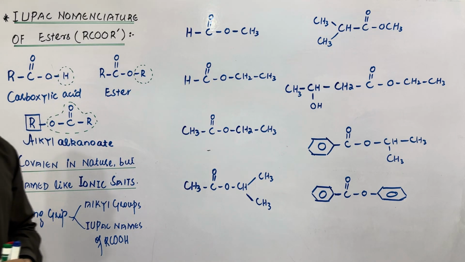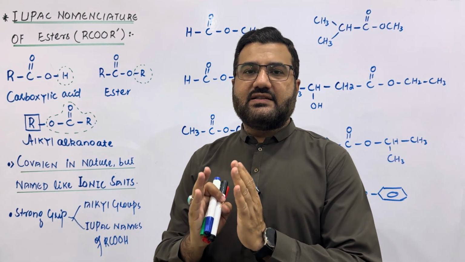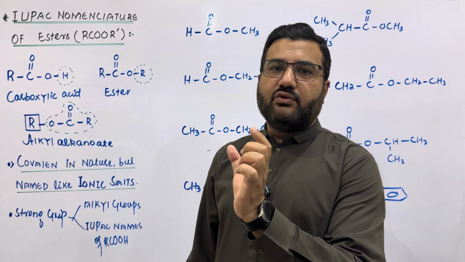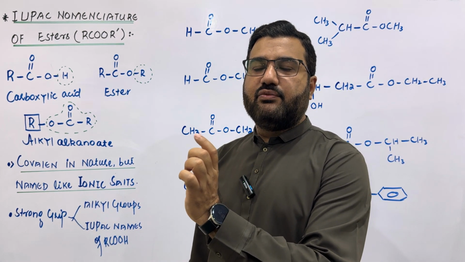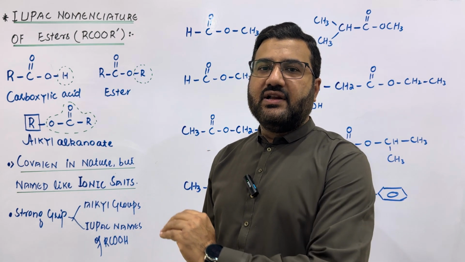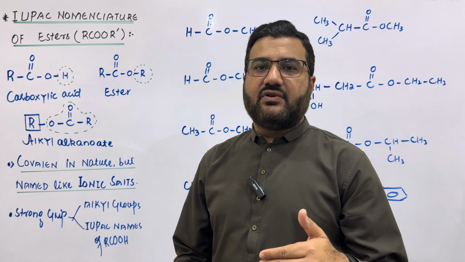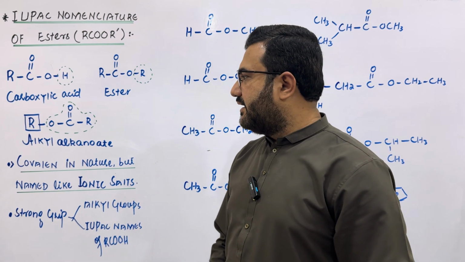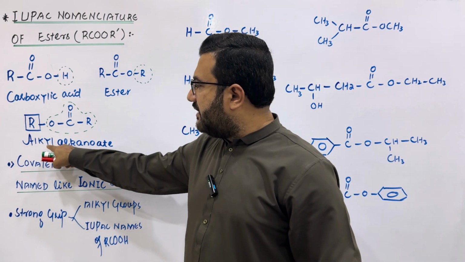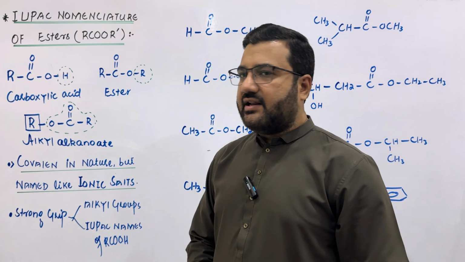So, first of all, you will keep this in your mind that the molecule of an ester should be divided into two parts while giving it its IUPAC name. The first part of the name belongs to the alkyl group, and the second part belongs to the carboxylic acid from which this ester is derived. So in this way, the general IUPAC name of the esters is alkyl alkanoates.